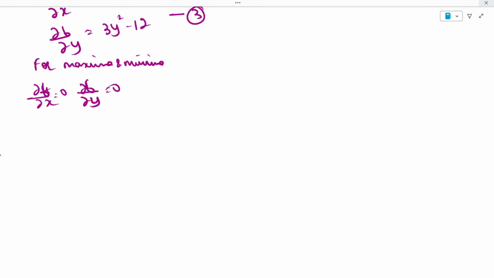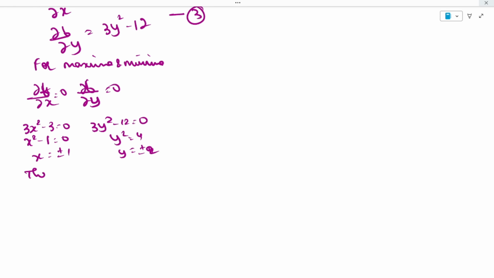That means 3x square minus 3 is equal to 0, and 3y square minus 12 is equal to 0. That means x square minus 1 is equal to 0, so x will be plus or minus 1. Here y square will be equal to 4, so y will be plus or minus 2. Now next are the points. What are the points you will get?